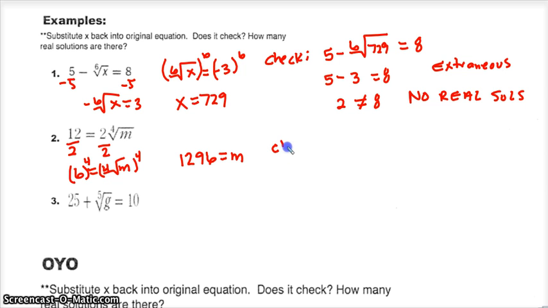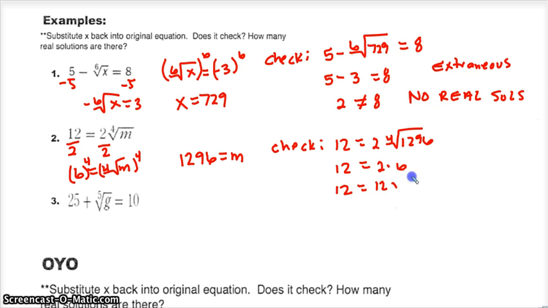Let's check our answer. 12 equals 2 times the 4th root of 1296. 12 equals 2 times 6. 12 equals 12. Woohoo! We got the right answer. 12 is in fact our solution. There are no extraneous solutions here.